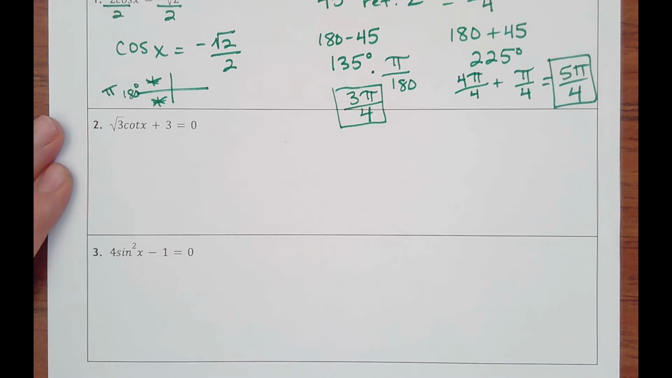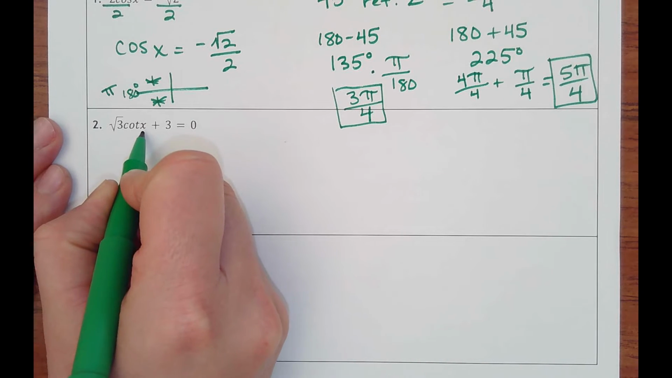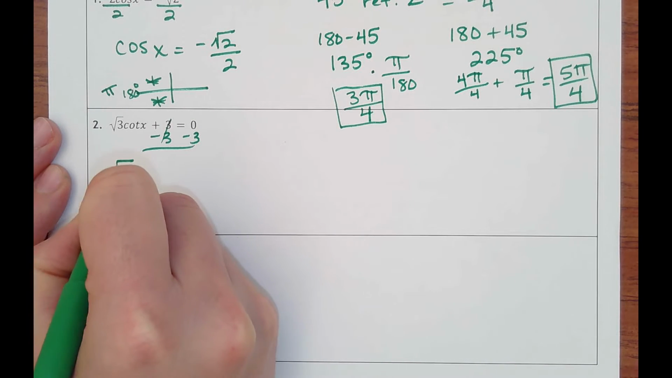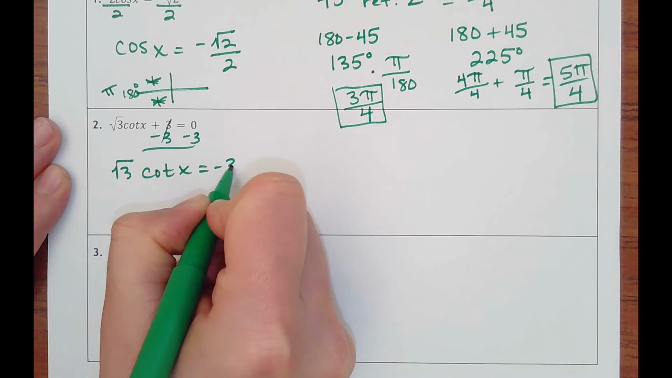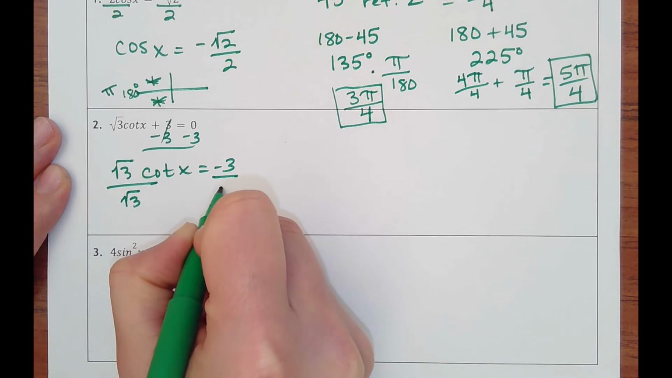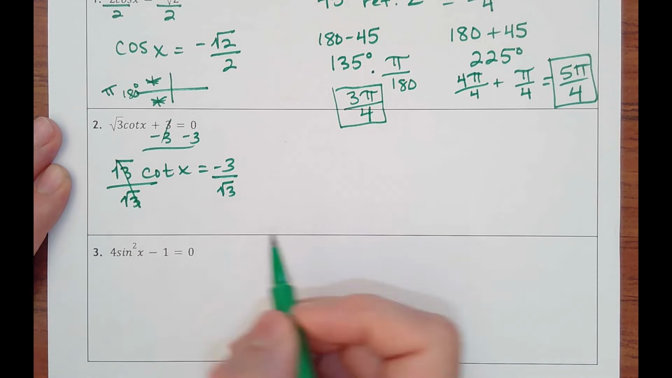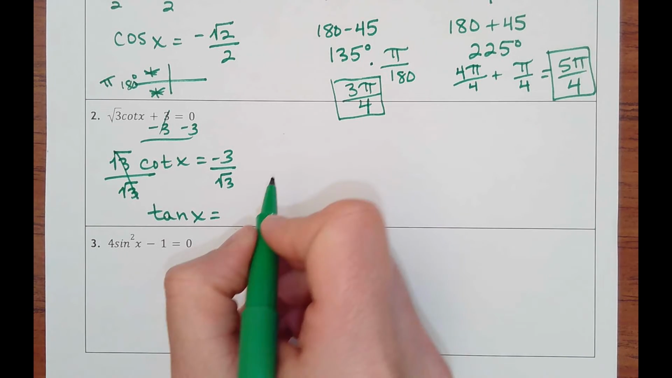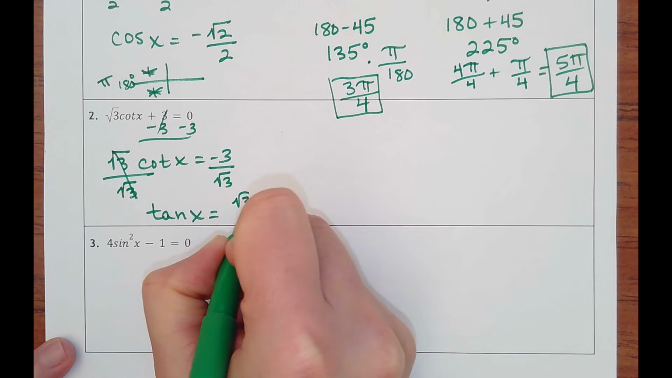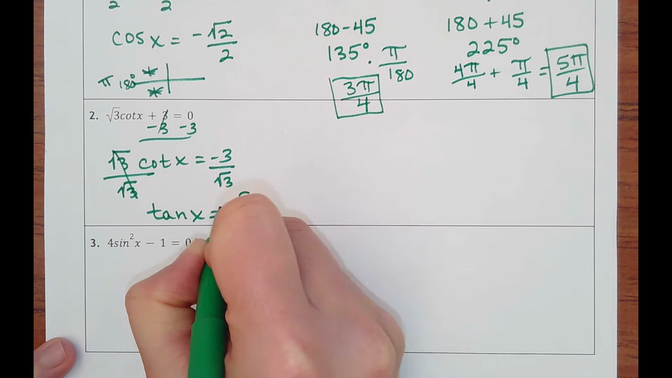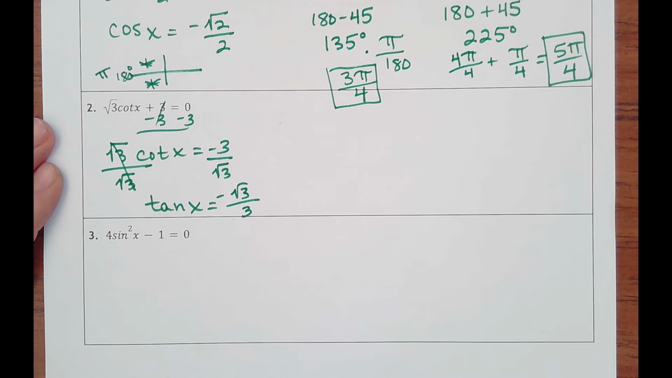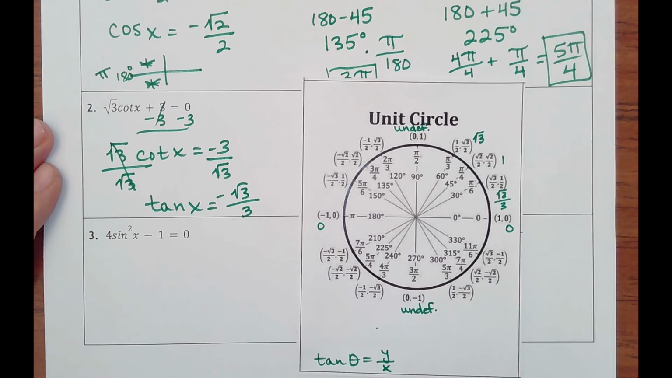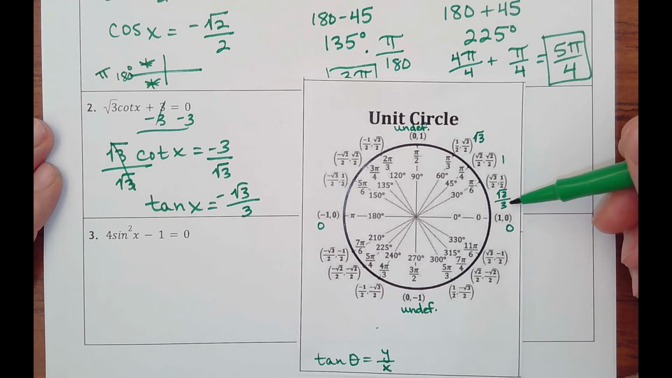All right, number 2 is square root of 3 times cotangent of x plus 3 equals 0. First thing we want to do is subtract our 3 from both sides. Divide by square root of 3. And so we get cotangent of x equals that. Well, we would want to reciprocate it to make it tangent of x equals, remember you would have to flip, and it's negative. And so that, I don't see anywhere on our, oh yeah, I do, right here, square root of 3 over 3, I did write them.